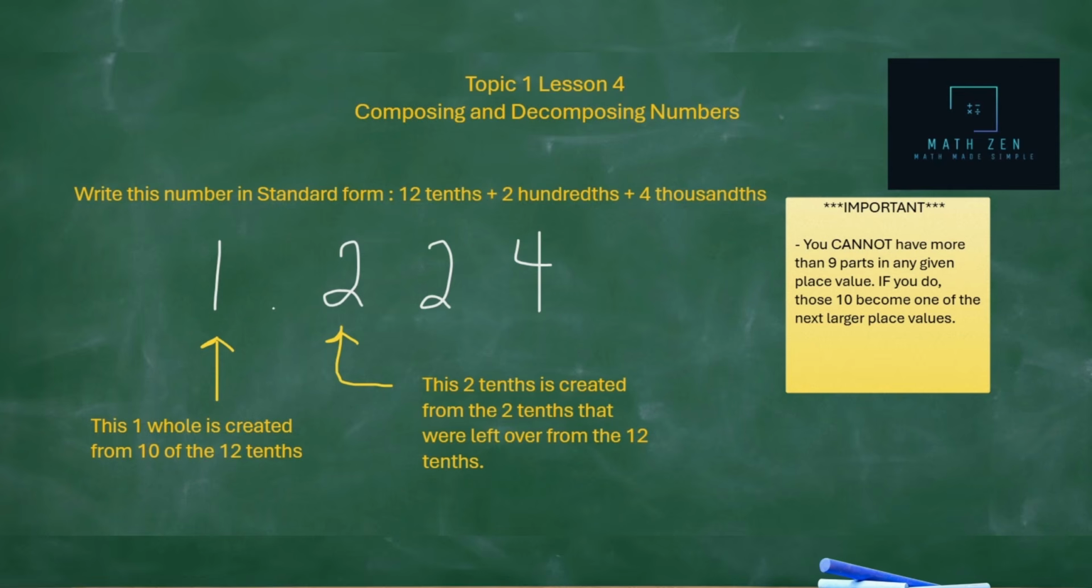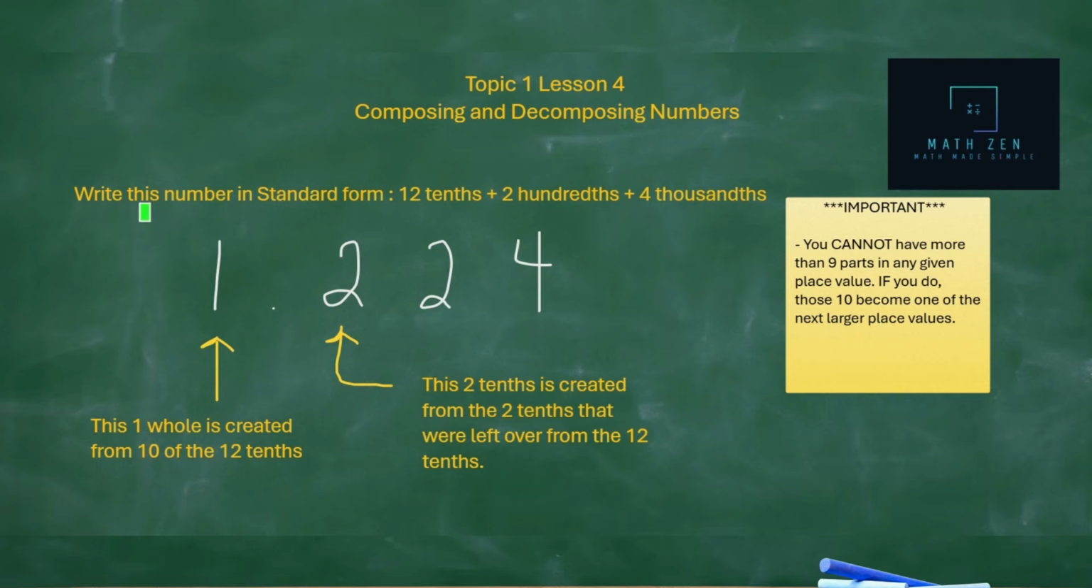So let's take a look first at this post-it note over here, as it says something extremely important. It says that you cannot have more than 9 parts in any given place value. If you do, those 10 become one of the next larger place values. This right here is key to unlocking the rest of this lesson. So let's take a look at what we've got here.